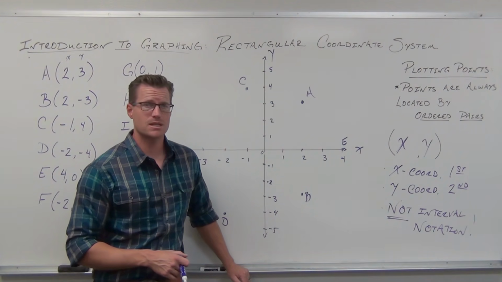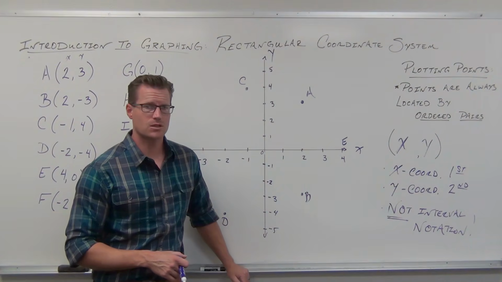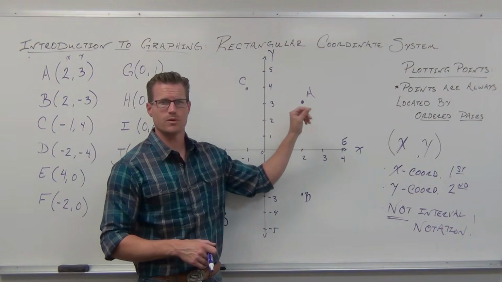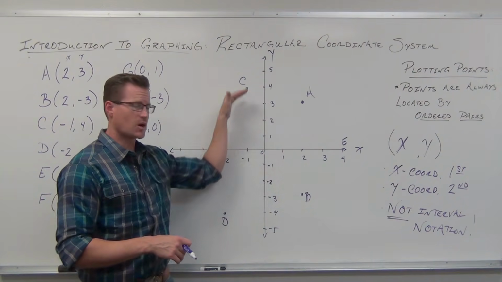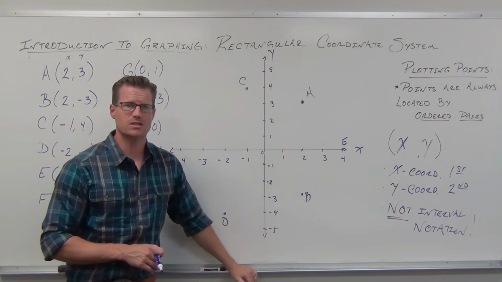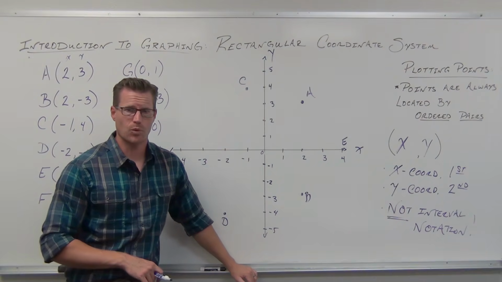What quadrant is C in? A's in quadrant positive x, positive y. It's got to be quadrant 1. C is in quadrant 2. We're moving counterclockwise. Negative x, positive y. How about B? What quadrant is B in? B's got to be 4.